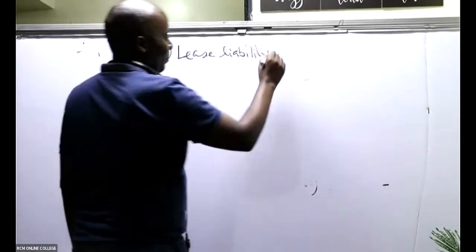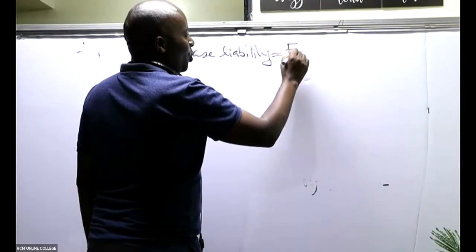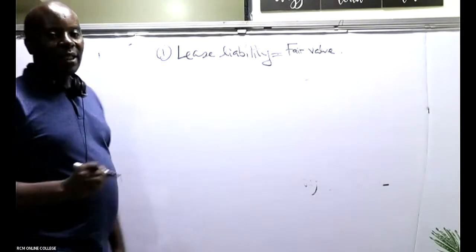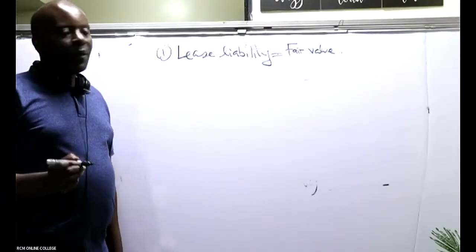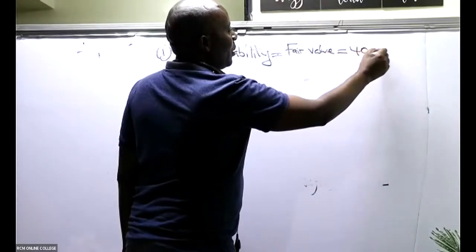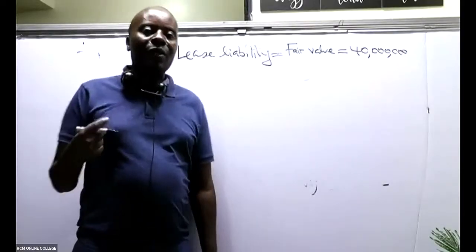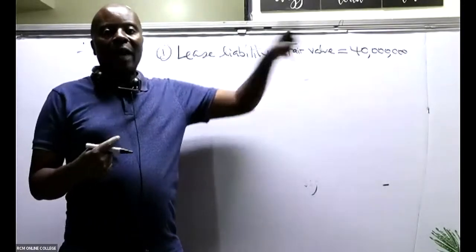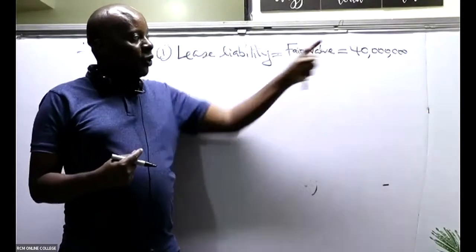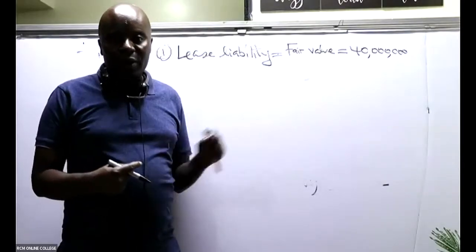How do we get this? First of all, this lease liability is always equal to fair value. Always. It's equal to the fair value of the asset or market value of the asset. Like in this question, they have told us that the fair value is 40 million. So automatically it means that as this tenant is taking up this space, he should be willing to pay the market value. So the total lease liability will be this 40 million. Because I've been given fair value, I don't need to discount at all.